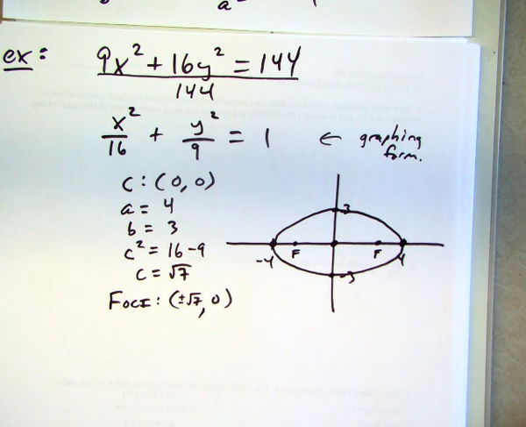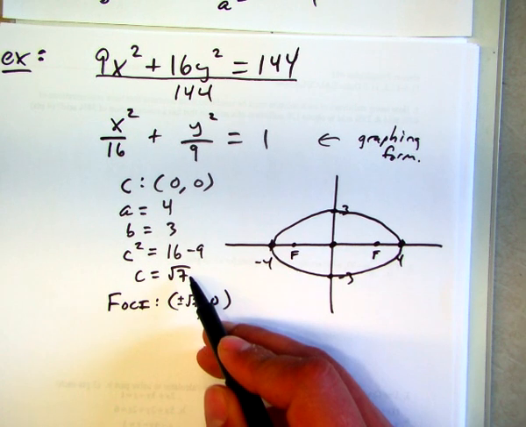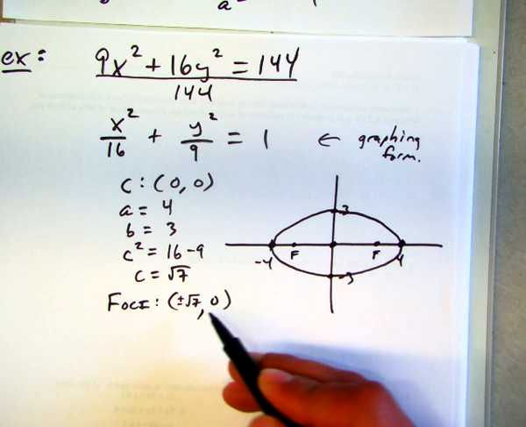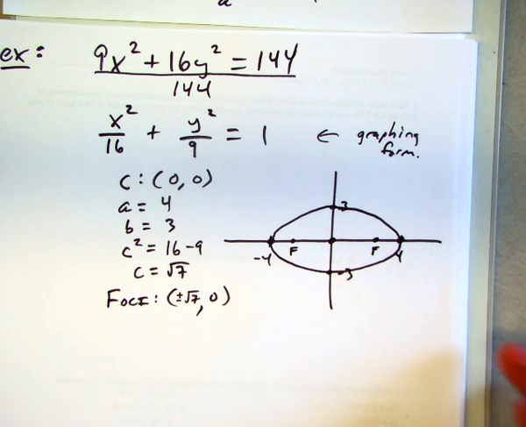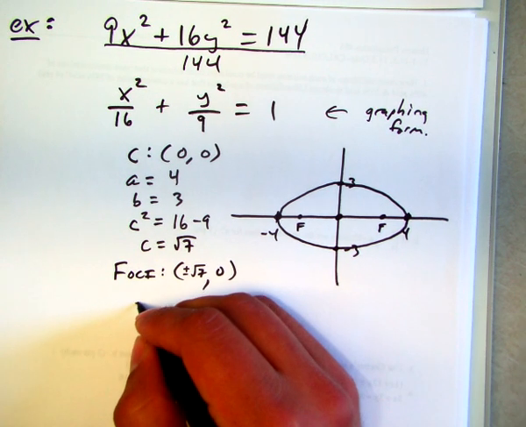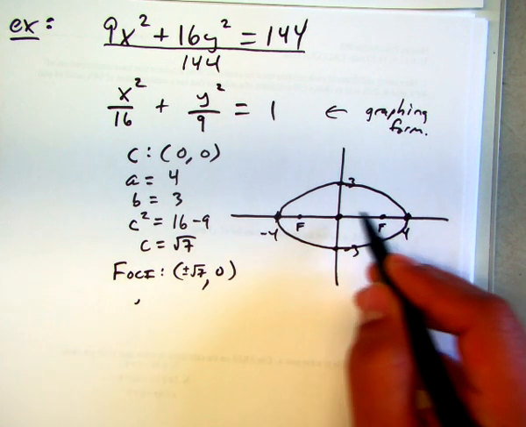Well, if the center's at 0, 0, and we just figured out that the focus is root 7 away from the center, so either way, you go root 7 right, root 7 left, and that's it. The y is the same. Y is going to be the same, yeah. It's on the x-axis, right?